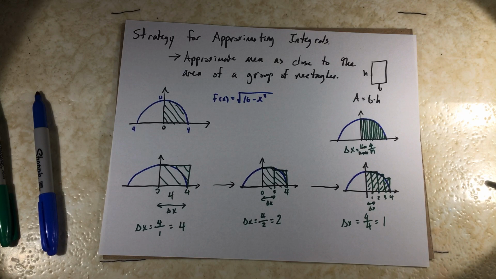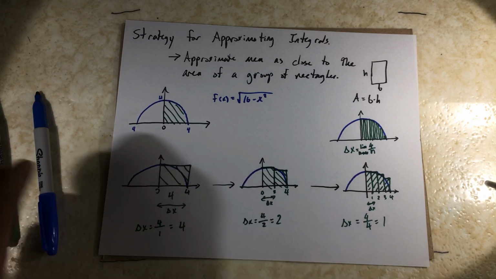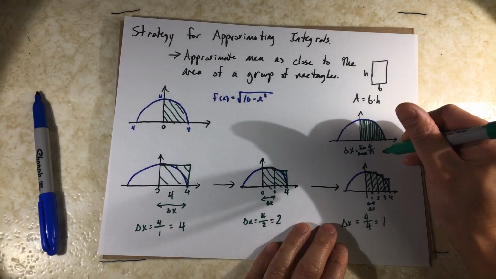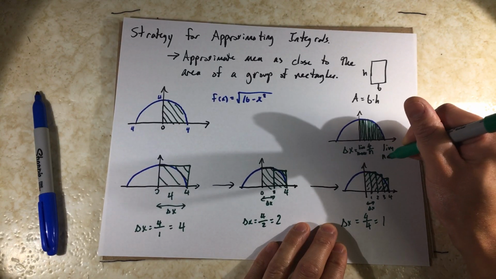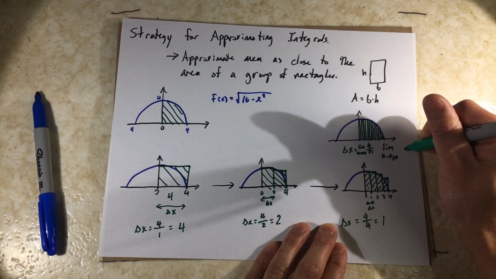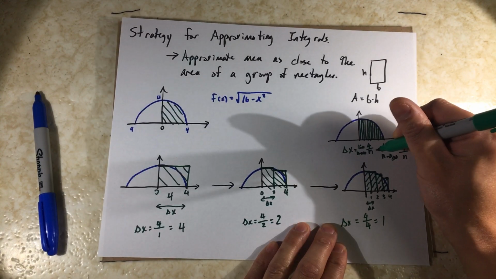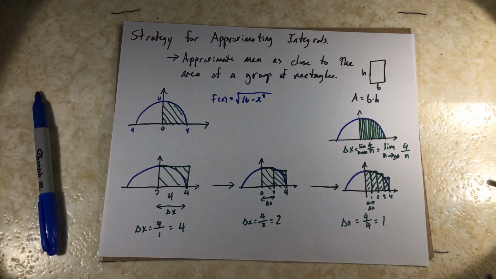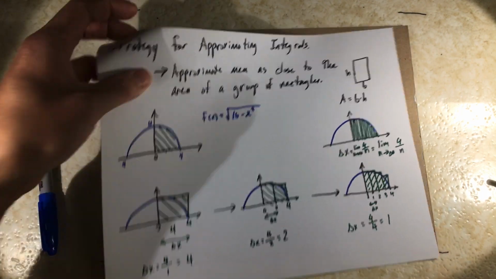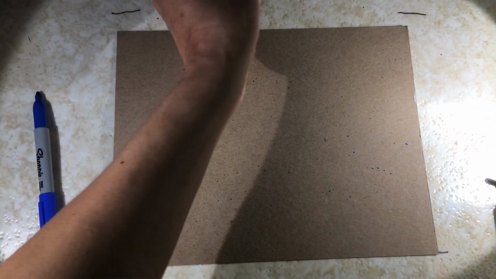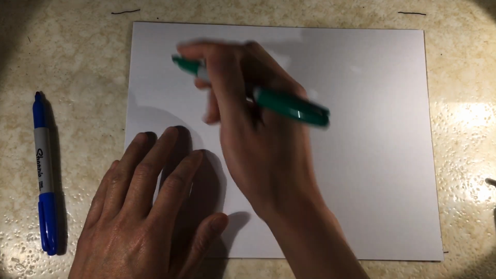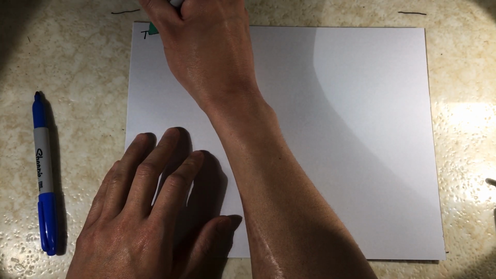Okay. I don't know if you can see this too well. I'm just going to rewrite this a little bit bigger. So this is the limit as n goes to infinity of 4 divided by n. Okay. All right. So let's actually do it. There's one other thing I need to talk about first, which is that there are two ways of drawing rectangles.